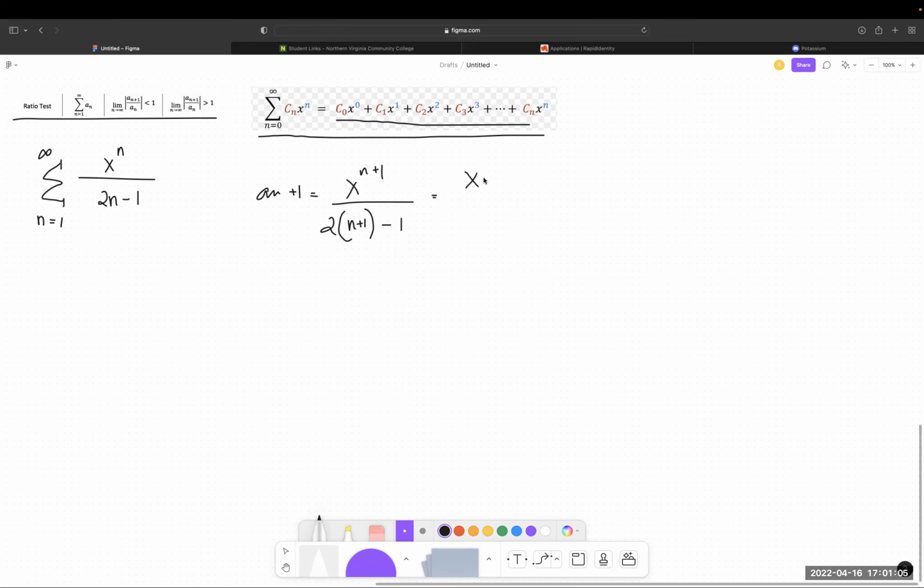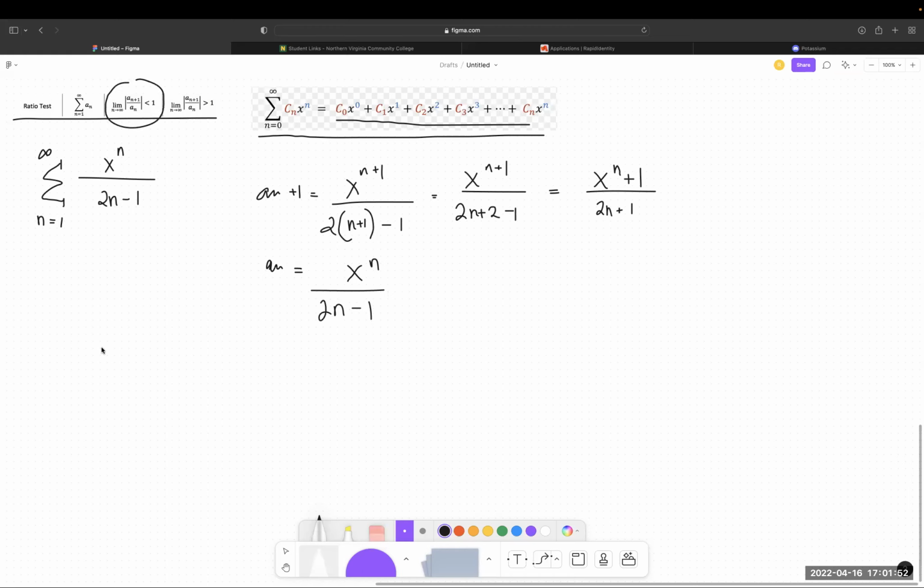You can actually simplify this somewhat. You can say that this is 2n plus 2, minus 1, which concludes to x to the n plus 1 over 2n plus 1. That's what we're left with. Once you get these a sub n's, you have to dance around them a little bit to simplify them, because you're going to be using them regardless. It's best to simplify them down. And then a sub n is just the original. We're not doing anything too difficult here. It's just the good old ratio test.